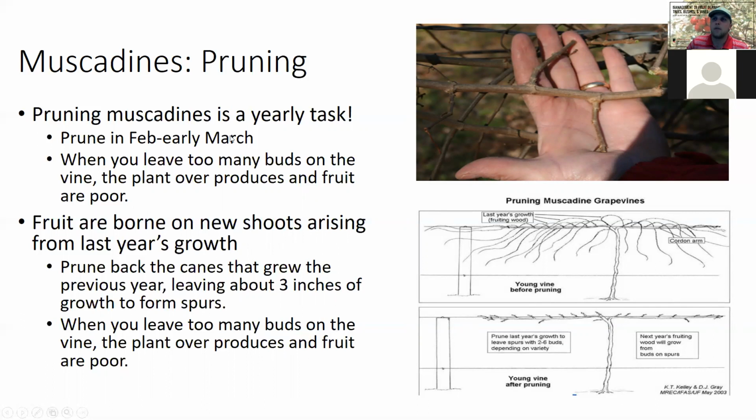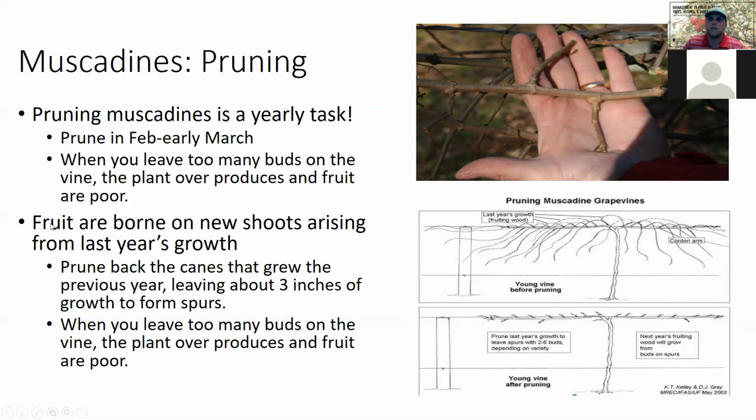You're going to want to try to prune them in February through early March. And the whole point of this is when you leave too many buds on the vine, the plant overproduces fruit, and the fruit are poor. So once again, the idea is to really focus that plant's growth in a few areas to produce quality fruit and quality leaf growth, and kind of limit the amount of clutter on the vine and on the wire, and hopefully produce some good quality fruit.